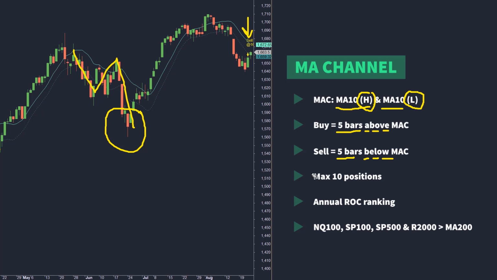The strategy holds a maximum of 10 positions simultaneously and ranks the stocks based on their annual rate of change in case of multiple signals. Additionally, there's a market regime filter used that's based on 4 major indices. All of these have to be above their 200-day moving average in order for the setup to be valid. These are Nasdaq 100, S&P 100, S&P 500, and Russell 2000. The rationale of this filter is to avoid entering new positions when indices trade below their long-term moving averages, in order to stay away during prolonged bear markets.